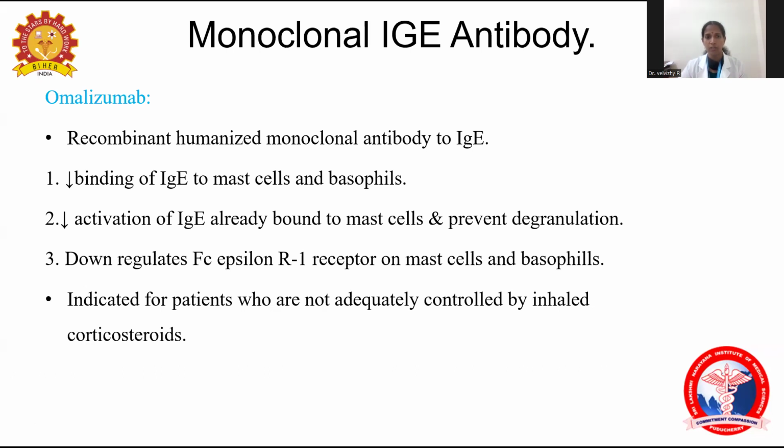So what this monoclonal antibody does is prevent circulating antibody from binding with the mast cell itself, and even if already bound, it prevents the degranulation. And the third is that it downregulates the Fc epsilon R1 receptor on mast cells and basophils. This monoclonal antibody is not used in routine cases. This drug is mainly reserved for bronchial asthma patients who are not adequately controlled with steroids. So these are mainly reserved for cases not responding to any of the drugs. Then as the last option, we go for this monoclonal antibody.